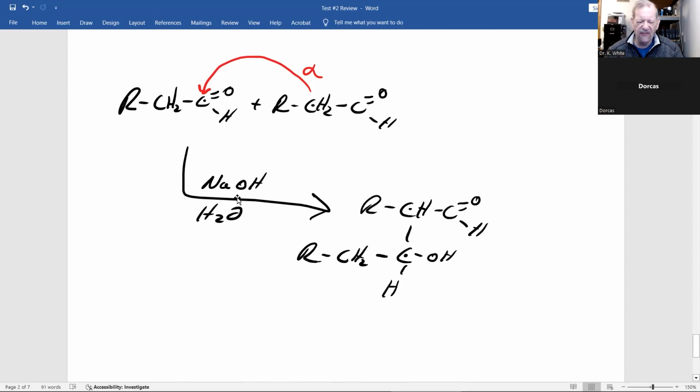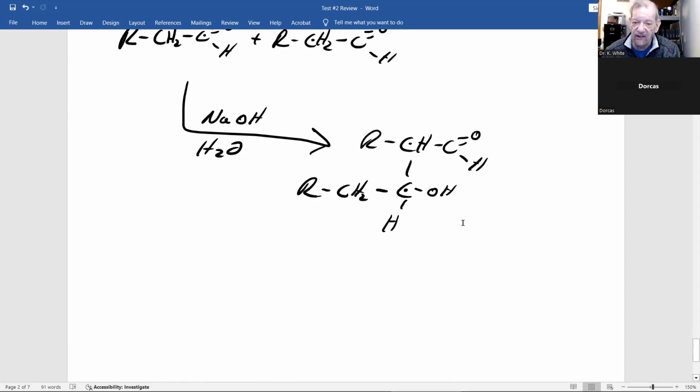You can pull it off with a base like NaOH to form an enolate anion and one of the aldehydes. In my special case, I'll show two of the same aldehyde for this aldol condensation. This attacks the carbonyl carbon, forms something special, something rare. A carbon-carbon single bond opens this one up to an alcohol. Everything else comes along for the ride.